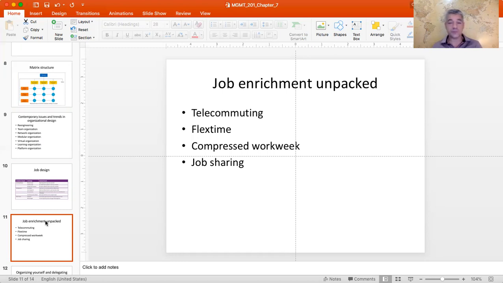Compressed work week, right? You are basically expected to work 40 hours a week. So who decided that it has to be 5 days a week, 8 hours a day? It might as well be 4 days a week at 10 hours a day. And that would add an extra day to your weekend, which many people would be absolutely fine with and many people would prefer.